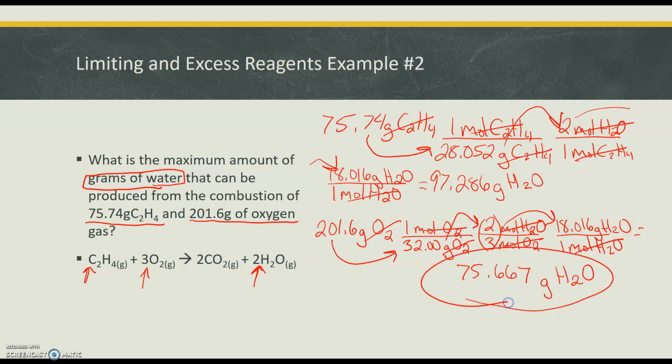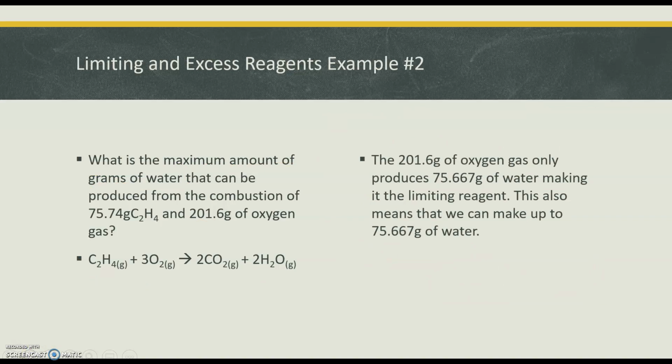This 75.667 grams of water is the lower amount. Therefore, 201.6 grams of oxygen gas is our limiting reagent. And the maximum amount of grams of water that can be produced is going to be 75.667. Again, this means that we can make up to 75.66 grams of water if we have 100% yield. The next video talks about what this percent yield means.